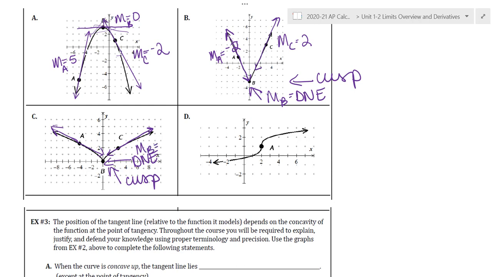Same thing happening at this guy right here. At this point, we have a vertical tangent line, and a vertical tangent line has an undefined slope. So I can also say that does not exist.